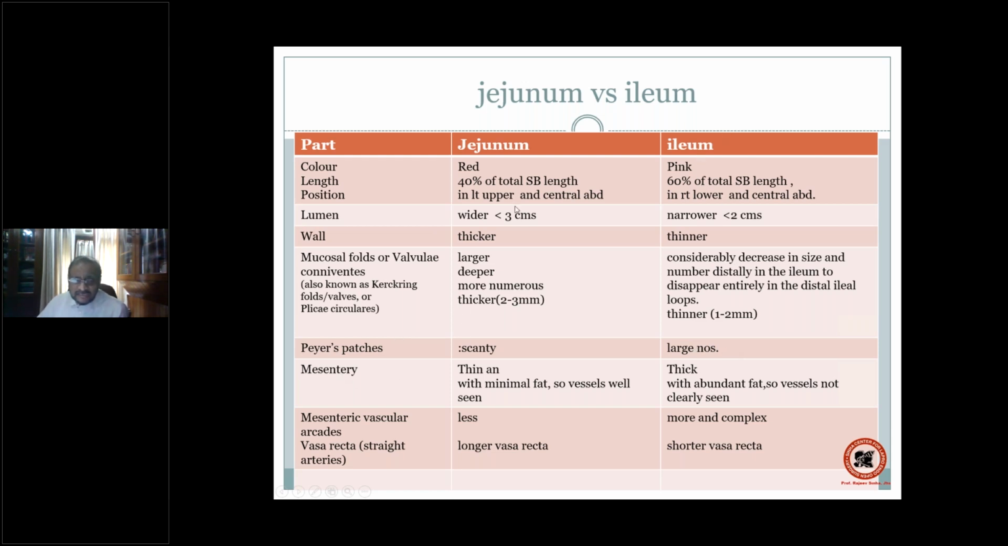The mesentery is thin in the jejunum with minimal fat, so vessels can easily be seen.